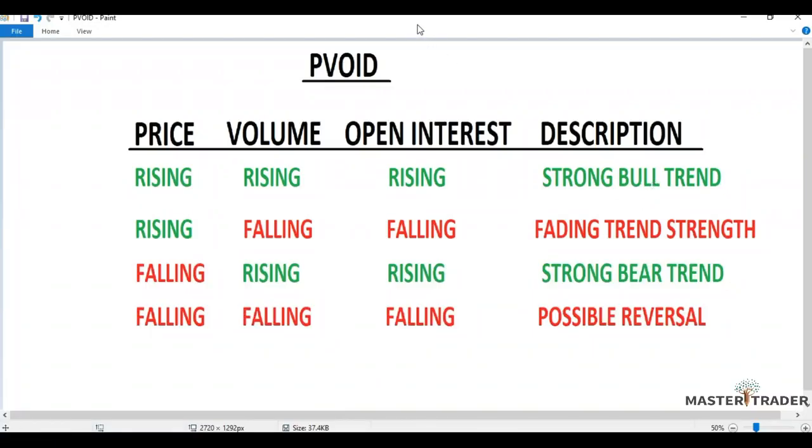Hey guys, so in the previous video we looked at open interest. What is open interest and what is its significance? Now let's take it a bit further and combine a few other factors with open interest. There's this concept called PVOID, which simply stands for price, volume, open interest, and the description.